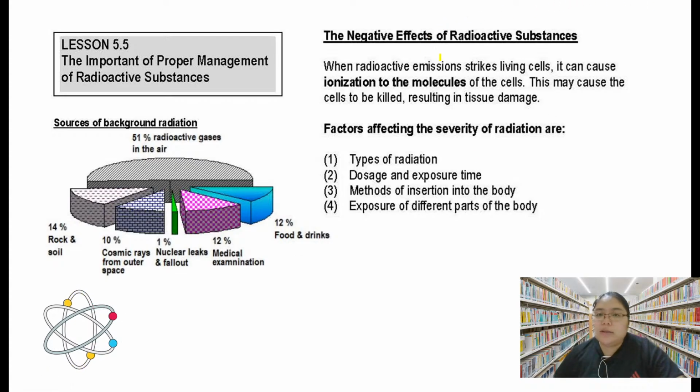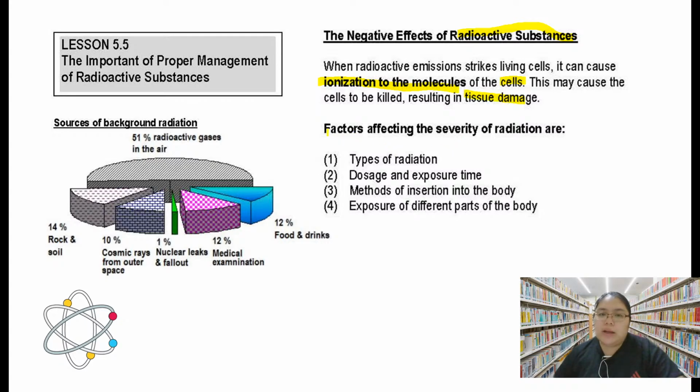Let's see the negative effects of radioactive substances. When the radioactive emission strikes a living cell, that can cause ionization. Remember the ionization of molecules? That means the molecules now in your body, that means cells. This may cause the cell to be killed, resulting in tissue damage.